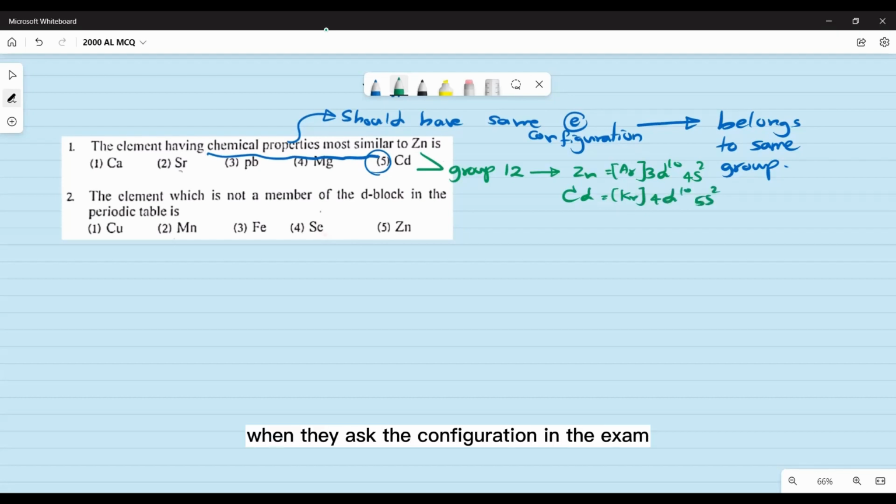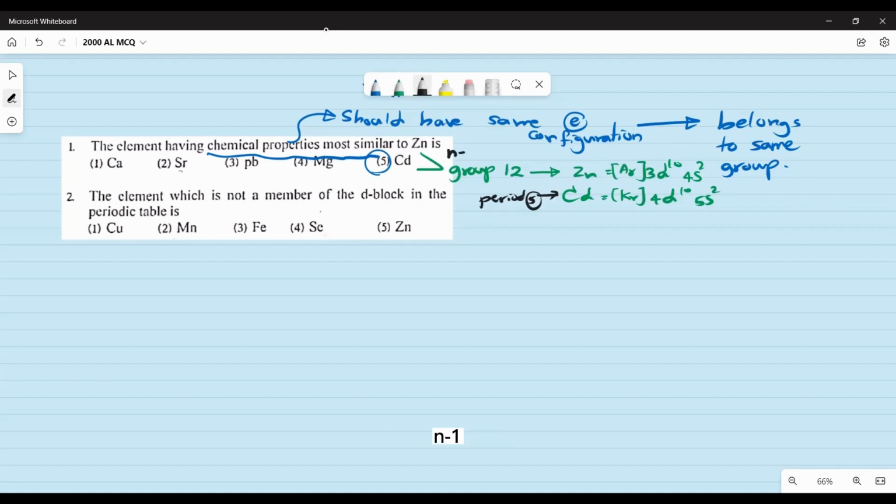When they ask for the configuration in the exam, don't write this. You have to start from the beginning, 1s2, 2s2, like that. But when we are doing explanations like this, we usually use it. So the common configuration for this group will be (n-1)d10 ns2. The (n-1) is there for the inner energy level, because d electrons are filled in the earlier energy level, right?